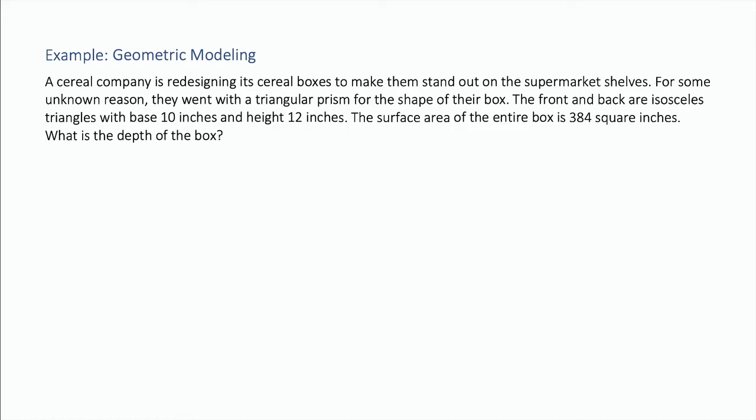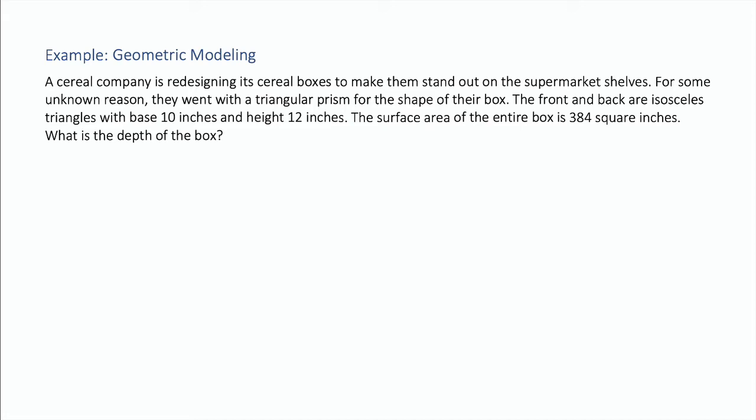A cereal company is redesigning its cereal boxes to make them stand out on the supermarket shelves. For some unknown reason, they went with a triangular prism for the shape of their box. The front and back are isosceles triangles with base 10 inches and height 12 inches. The surface area of the entire box is 384 square inches. What is the depth of the box?